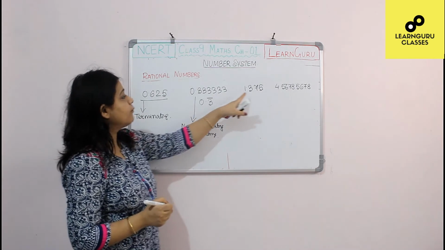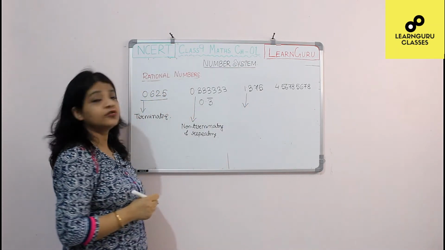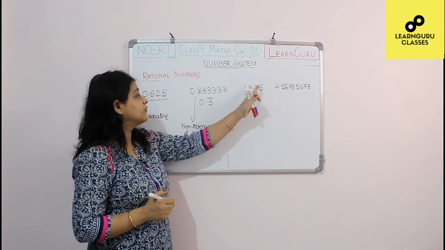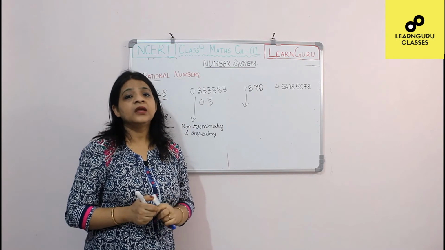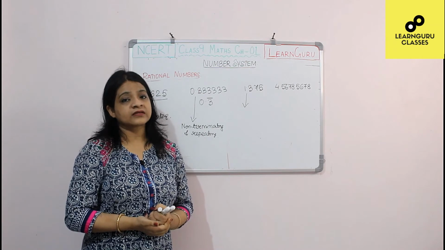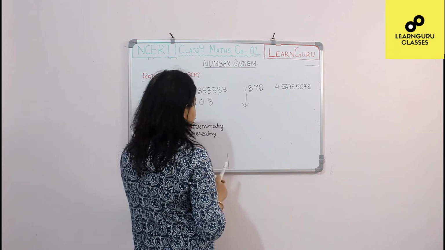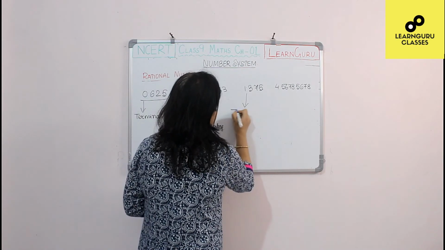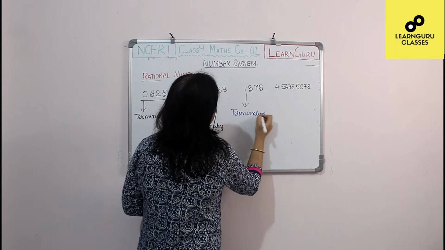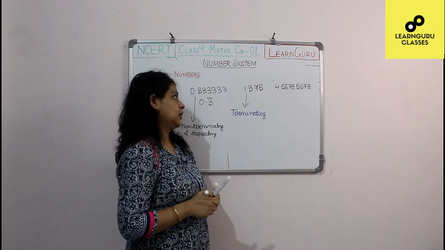Next, 1.375. What conclusion can you draw? Yes, this is a terminating decimal expansion because after the decimal no number is being repeated. The decimal has ended because the remainder has come out to be 0. So I will write that it is a terminating decimal expansion. Okay, now come to this particular example.